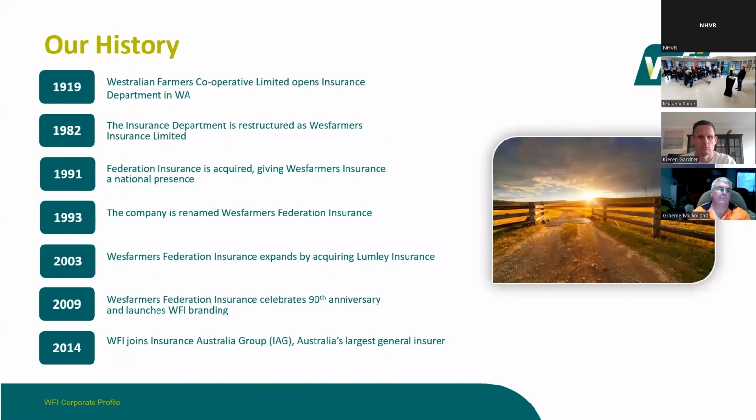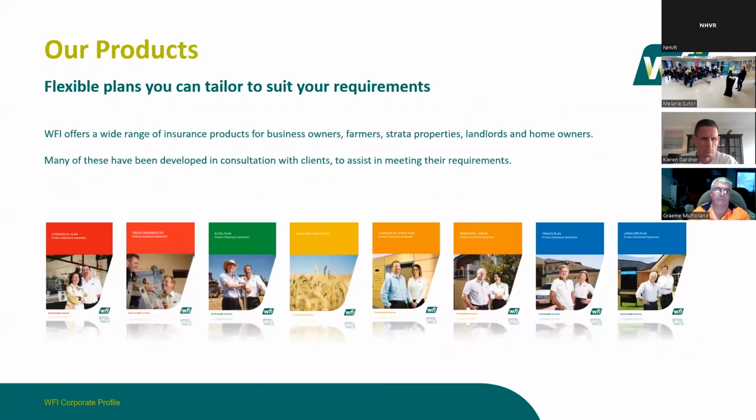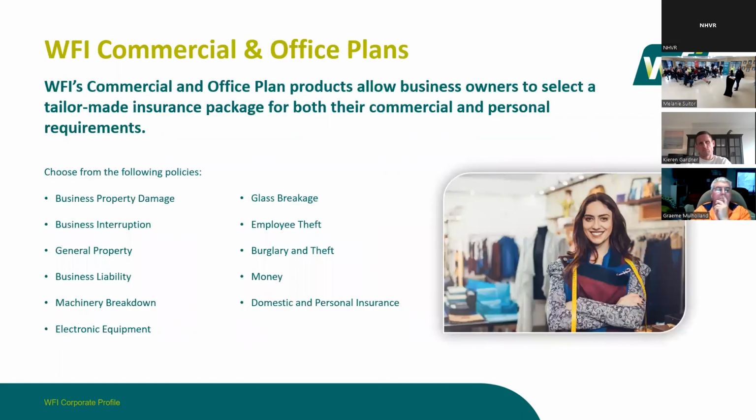I'm not going to go through the whole of the history. They've been around for a long time. They're now part of the IAG group, but still operating as WFI in their own model. They've got a lot of plans, and I guess this is the main thing. I'll go through the list and then click through the slides. They've got commercial, trade, rural, and crop insurance. They also do commercial strata, residential strata, private plan, and landlord plan. So they've got a whole suite of insurance plans, but obviously the crop insurance and the rural insurance is what most of our members take advantage of.